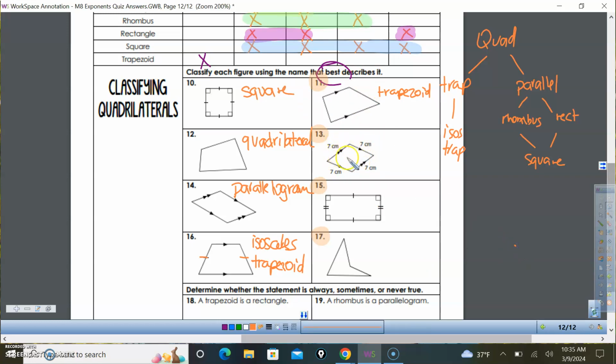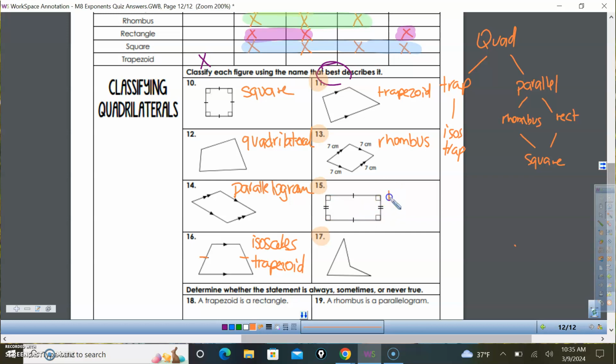For number 13, as soon as I see that it has two pairs of parallel sides, I know it's a parallelogram. And then I want to decide, could it be a rhombus or a rectangle? It cannot be a rectangle because it doesn't have right angles. It cannot be a square because it does not have right angles. But this one can be a rhombus because a rhombus needs 4 congruent sides, and these are all congruent. So this one is a rhombus.